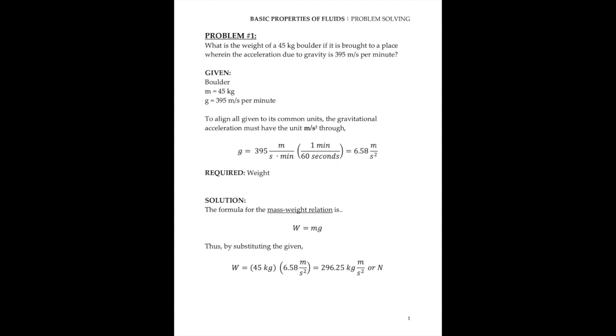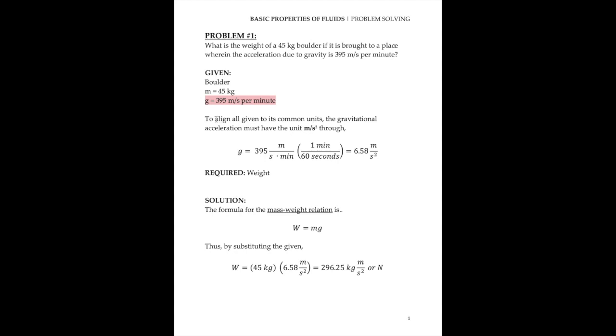A key in solving problems which require various solutions or computations is to first know what the given quantities of that certain problem are. It will help the students in arriving at the best formula to be used in solving the problems correctly. For this certain problem, the given is a certain boulder which has a mass of 45 kilograms and a gravitational acceleration of 395 meters per second per minute.